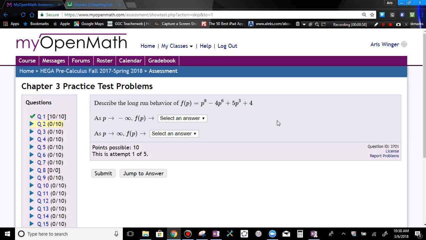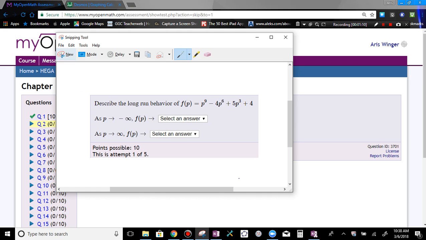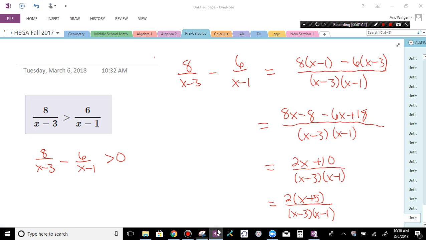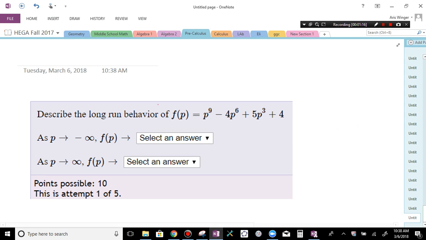What is the end behavior of p to the 9th minus 4p to the 6th plus 5p to the 3rd plus 4? You have your table somewhere. We'll write this table for the last time. This is a question that depends upon whether the degree is even or odd, and whether the coefficient is positive or negative.